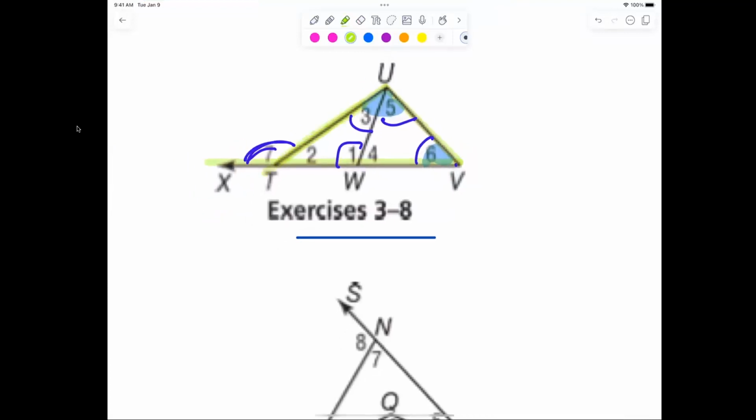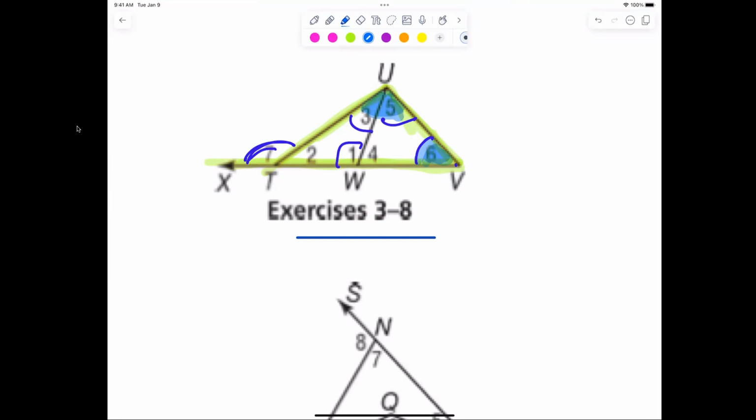Angle 7. Look at the yellow triangle that I tried to highlight for you. This right here, right? Angle 3 and 5, this angle right here is a remote interior. This is a remote interior. We already said 6. 7 is greater than what? 1, angle 3, angle 5, angle 6.